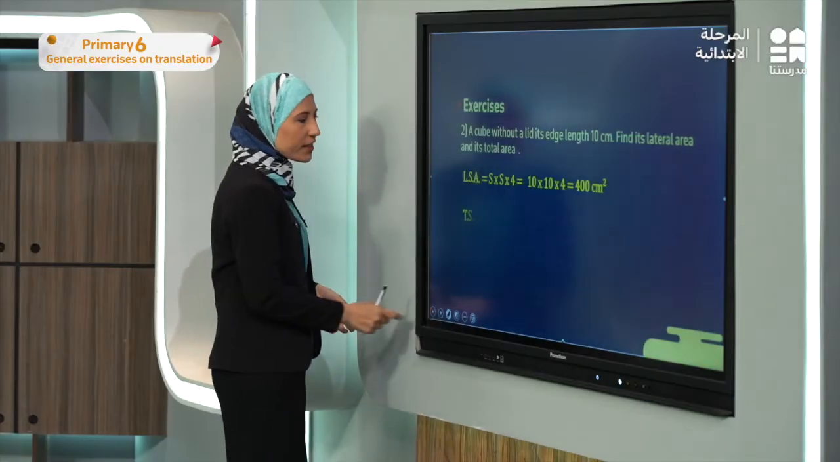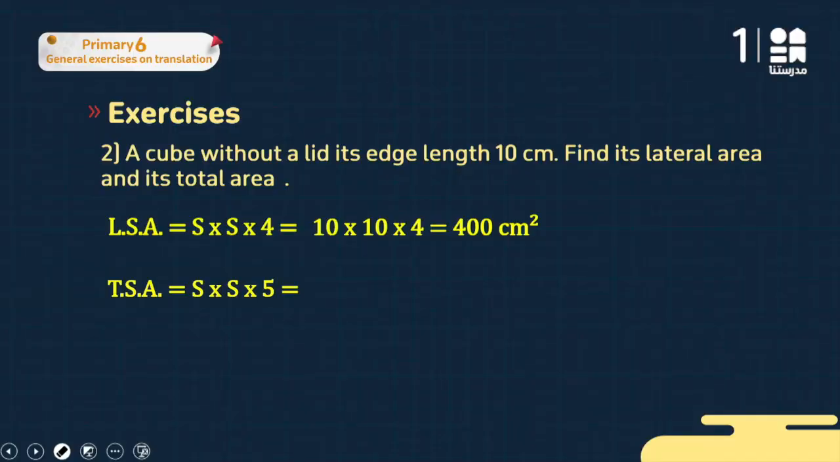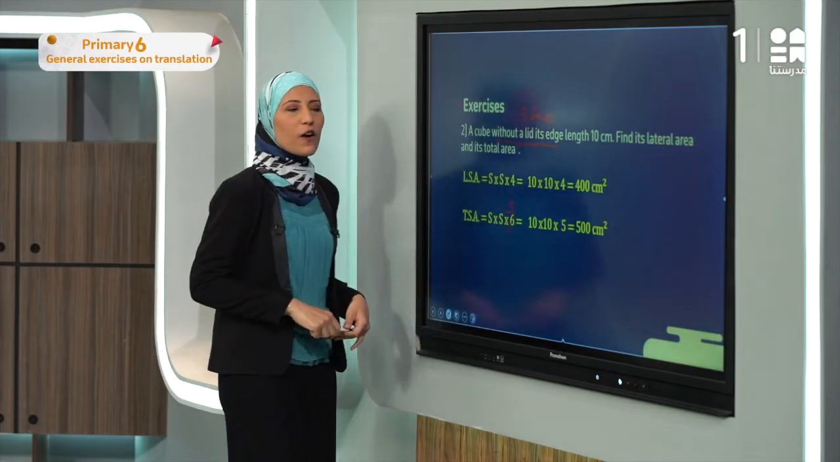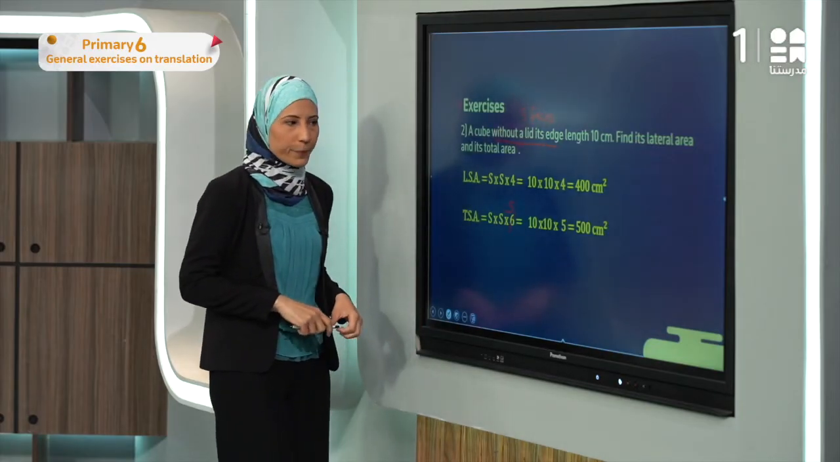But if I am finding the total surface area, I will not use side times 6. It is supposed to be side times 5. Why? Because it is without a lid. Without a lid means 5 faces only. So it will be side times 5. 10 times 10 times 5 equals 500 centimeters squared.